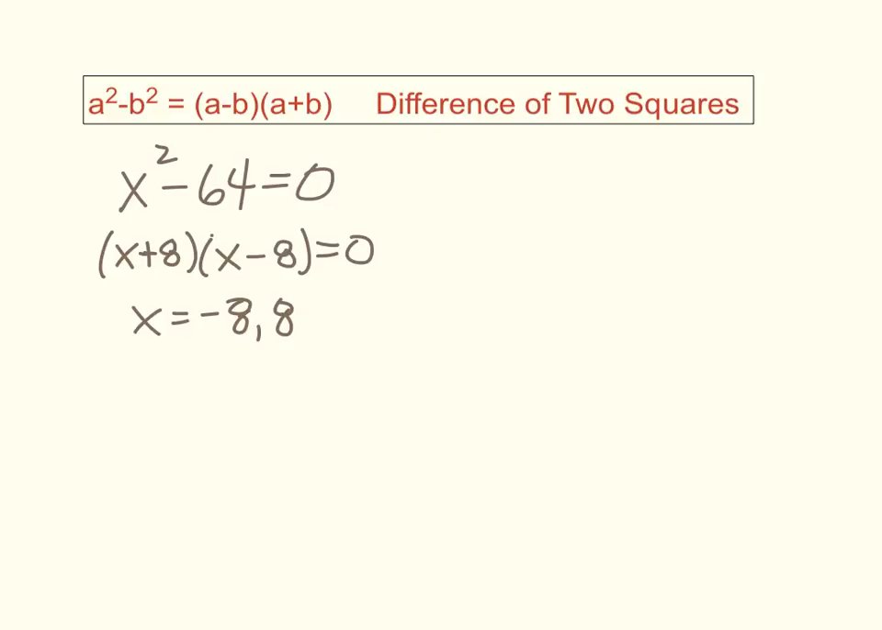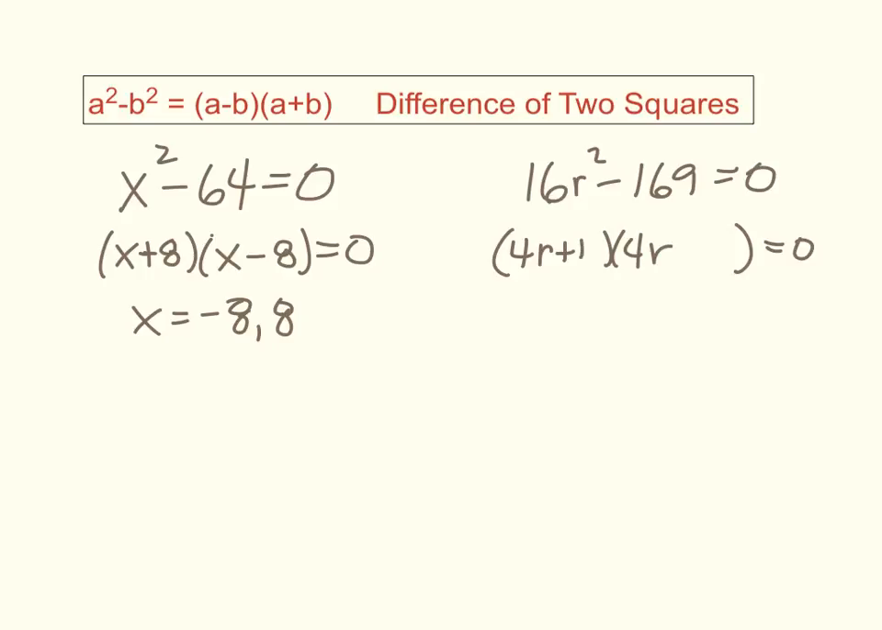I'll give you another example. If I had 16r squared minus 169. All right, well, 16r squared is the perfect square of 4r, and 169 is the perfect square of 13. And it'll always be one of them's going to be plus and one of them's going to be minus. And so we now know our two solutions are negative 13/4 and positive 13/4. So that is the difference of two squares.